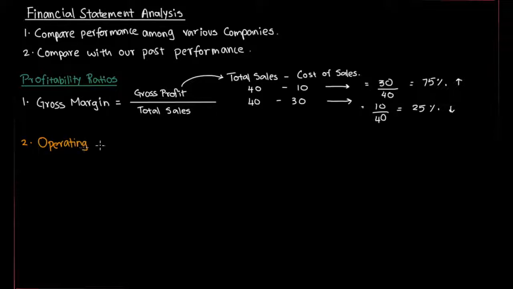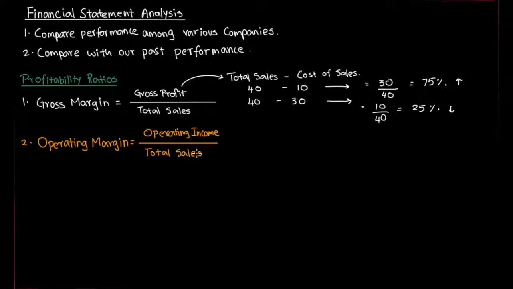The same concept can be applied to the operating margin. The operating margin is equal to the operating income divided by total sales. Just like in the previous case, the higher the ratio, the more profitable the firm is, because the cost has to be low in order for the ratio to be high. In the first case, we have to make sure that the cost of sales is very low so that the overall percentage is high.